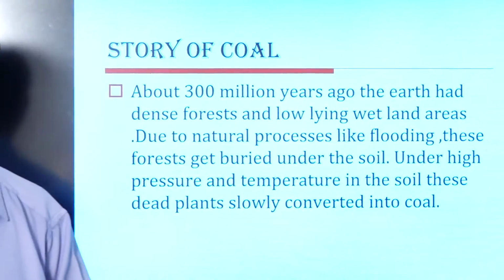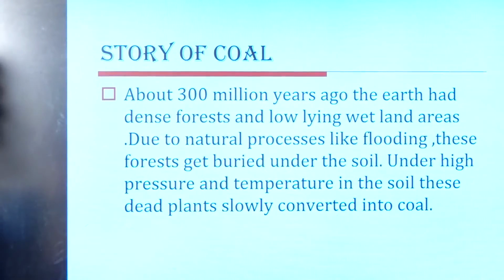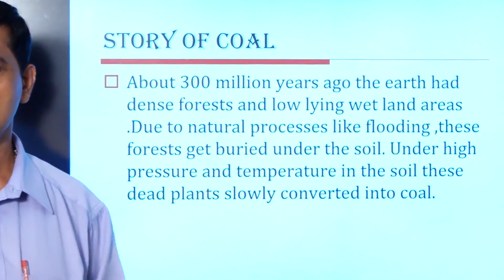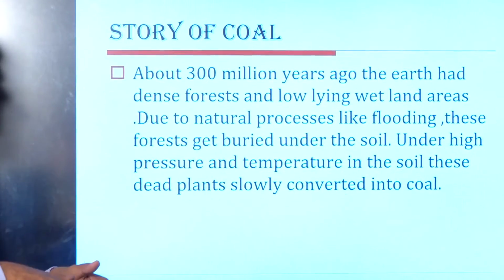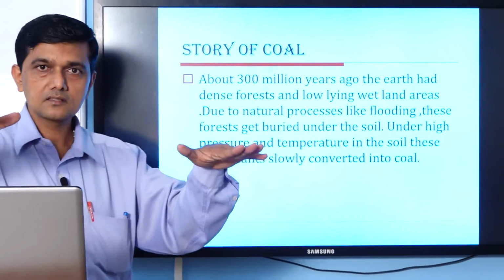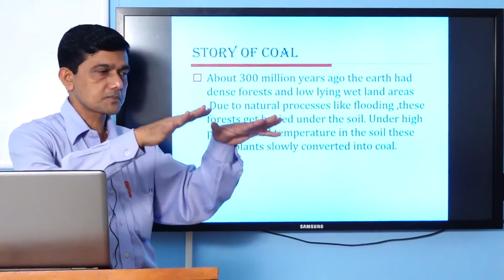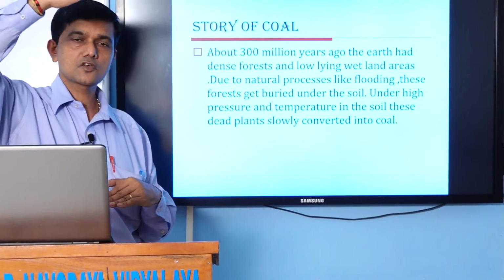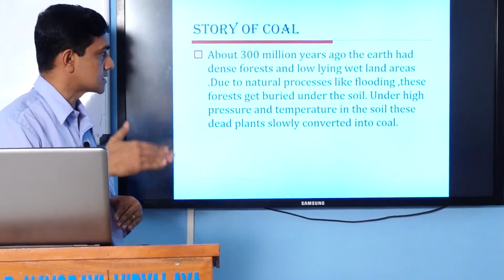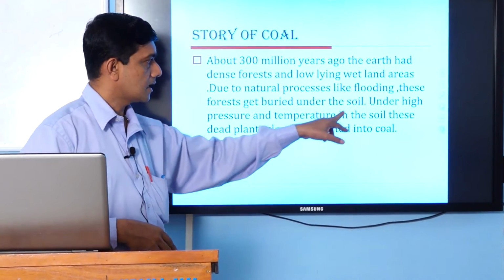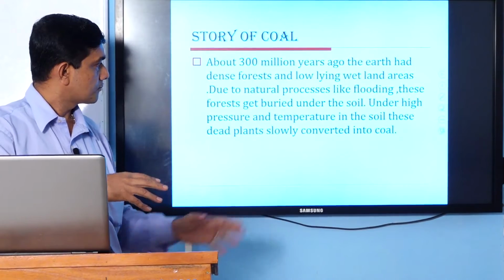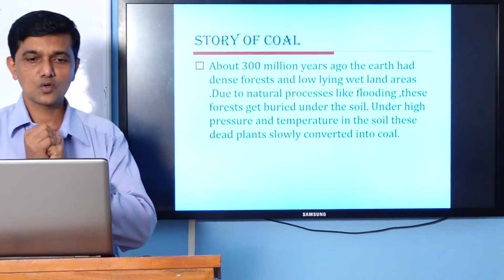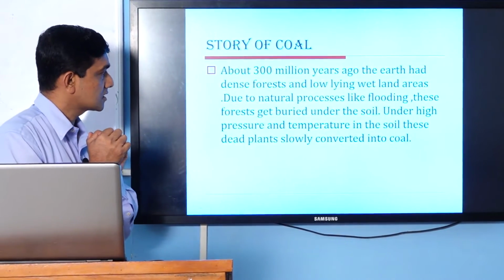About 300 million years ago, the earth had dense forests and low-lying wet areas. Due to natural processes like flooding, these forests got buried under the soil. That low-lying area, because of the flooding and deposition of soil, got buried, and all the vegetation went inside. Year after year, the soil layer went on depositing, and because of the high pressure and temperature, that plant vegetation slowly converted into a hard stone-like material called coal. That is also called carbonification.